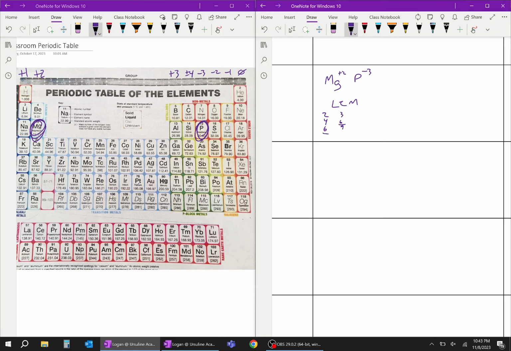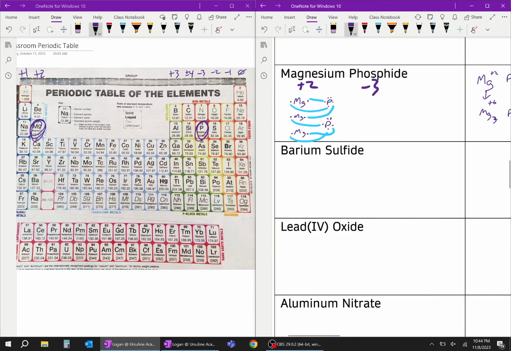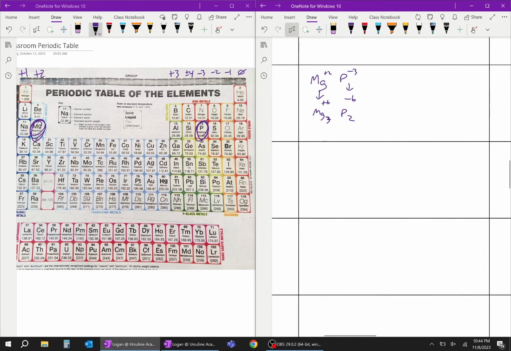That tells me that I need a total positive charge of +6, and a total negative charge of -6. So how do I get magnesium to a +6 charge? Well, I need 2 magnesiums. How do I get phosphorus to a -6 charge? I need 2. Oh, no, I did that wrong. 3 times 2 is +6. How do I get phosphorus to a -6 charge? 2 times 3 is -6. This gets me to the same answer, 3 magnesiums, 2 phosphoruses.